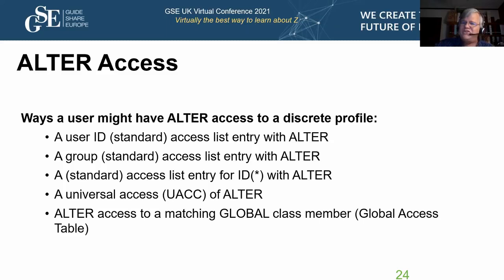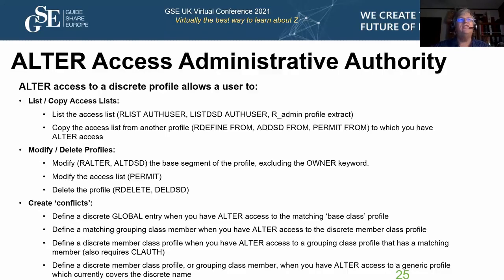Now, there are a couple of different ways you can get alter authority. You could be in the access list with alter authority, or you could be in a group which has alter access to a profile, or a standard access list with an ID splat entry of alter. It'd be crazy to do that, but yeah, it's technically possible. Or universal access of alter. Again, not likely, but could happen, right? Or you could have alter authority by virtue of a global access table, a GAC table entry. Again, not particularly likely, but one could see something like that. All different ways of getting alter authority.